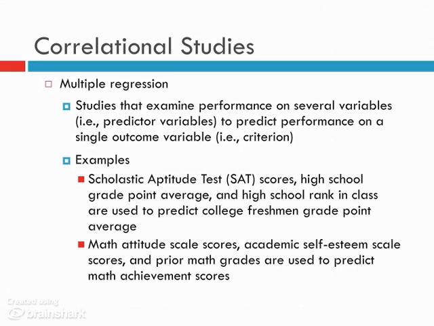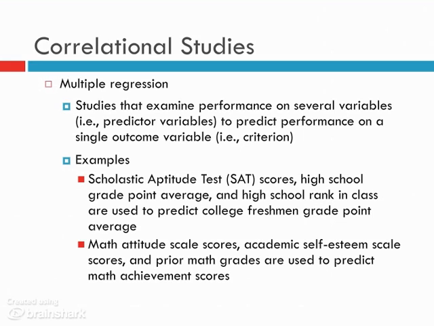So in a multiple regression situation or study, you can look at SAT scores, high school grade point average, as well as class rank, and all those combined or even separately can be used to predict the high school freshman grade point average. This is done statistically during the data analysis.